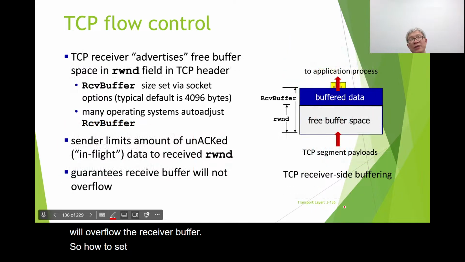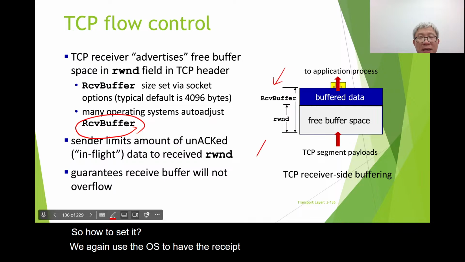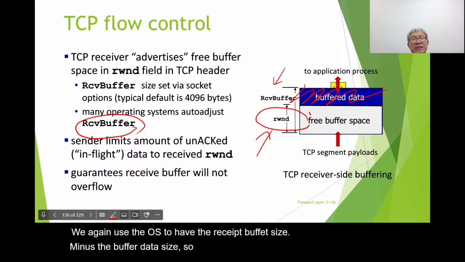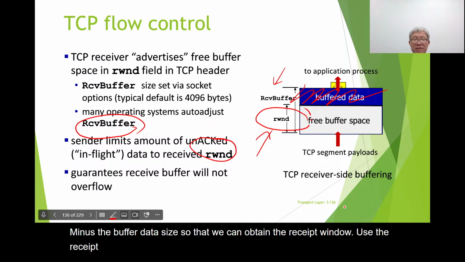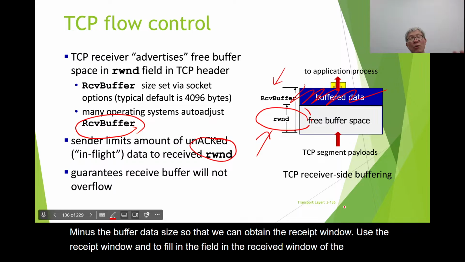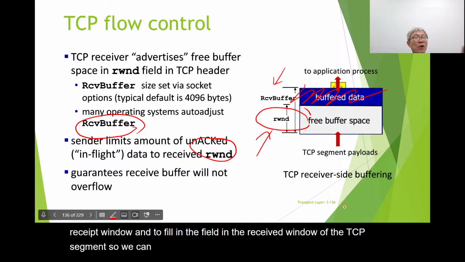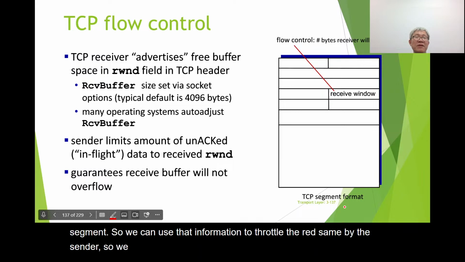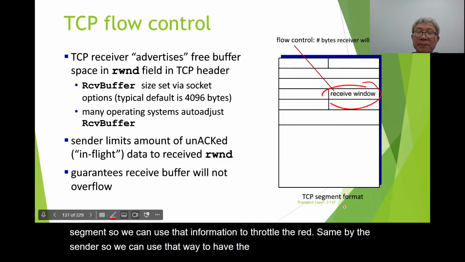We can use the OS to get the receive buffer size minus the buffered data size, so that we can obtain the receive window. We use the receive window to fill in the receive window field of the TCP segment. So we can use that information to throttle the rate sent by the sender, and that is how we have flow control. You see this one?